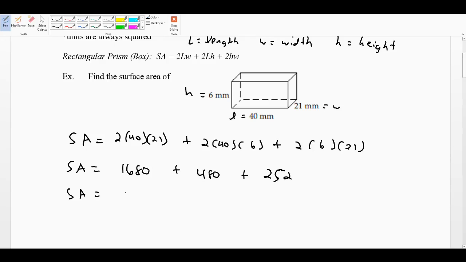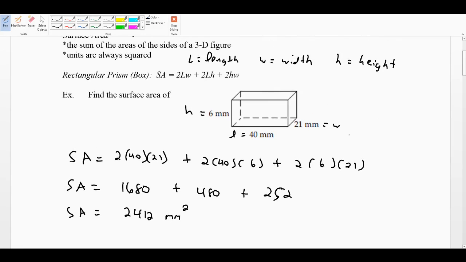We get 2,412. Now, when we're multiplying, we're taking a side times a side, only one side times one side. That's millimeter times millimeter, which is the same as millimeter squared. And so that's why the units are always squared. This is area, no matter how you want to look at it.